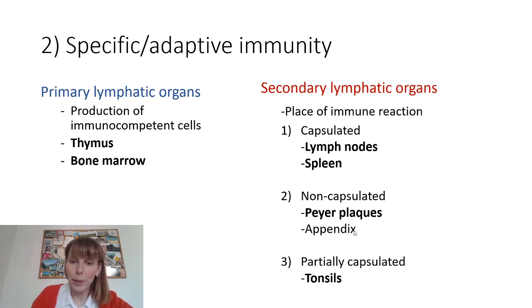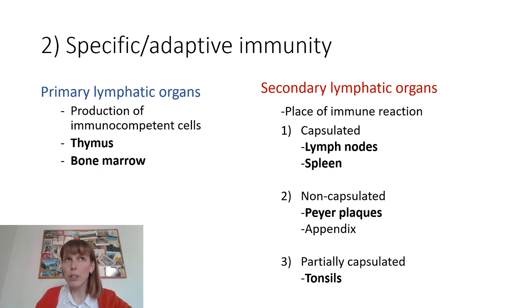So also appendix, but we will not be looking at that today. But Peyer's patches will be just immune cells with no capsule inside the wall of the intestine. So it's inside the wall of the intestine, so it doesn't need a capsule. It's not an organ on its own. So lymph nodes and spleen are encapsulated. Peyer's patches, no. And partially capsulated will be tonsils. So we will get to that.